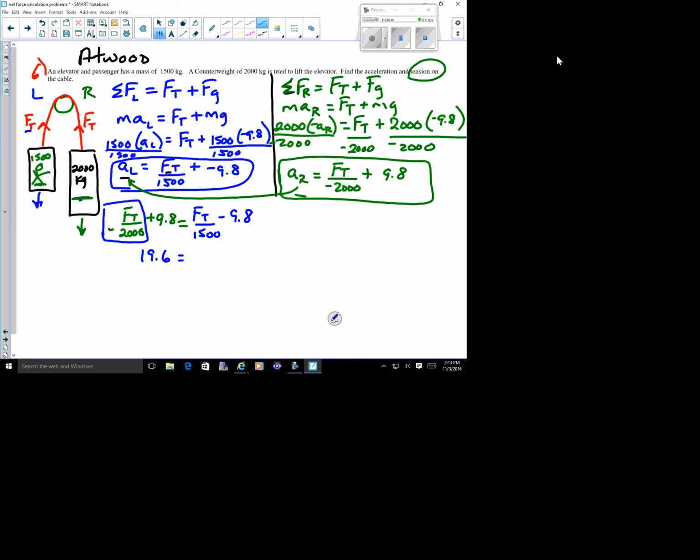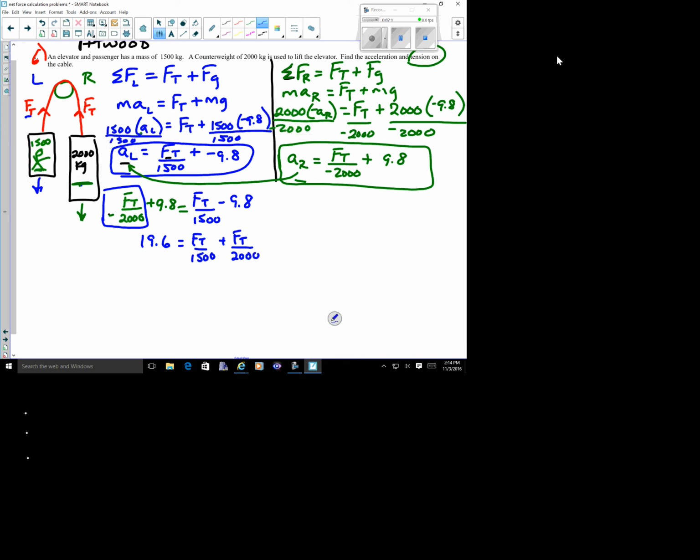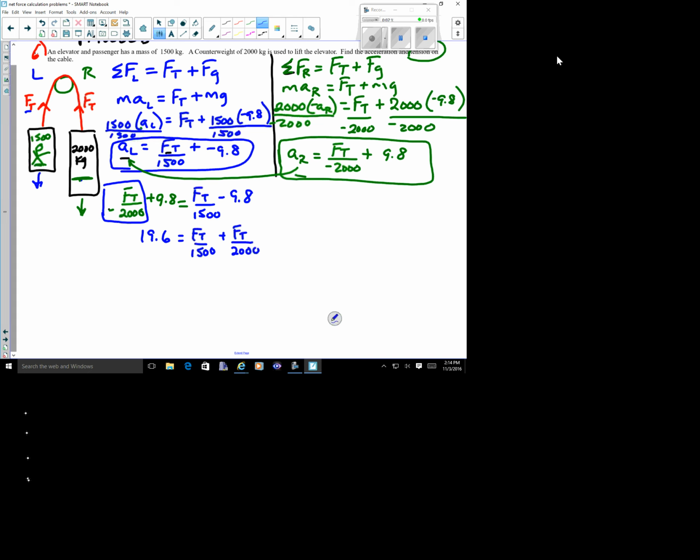Ft. So that's going to give me this Ft over 1,500 plus Ft over 2,000. Now what I have to do is I got to figure out what Ft is. Well, you have to find a common denominator. So let's get this common denominator down here. And that's what makes this thing so difficult.